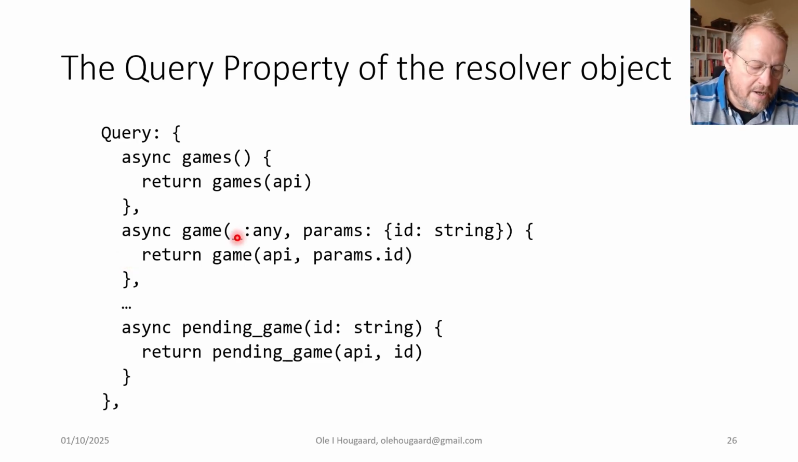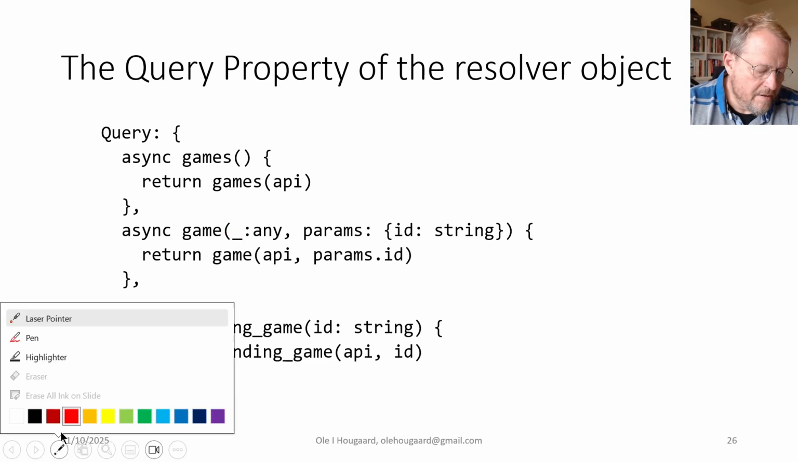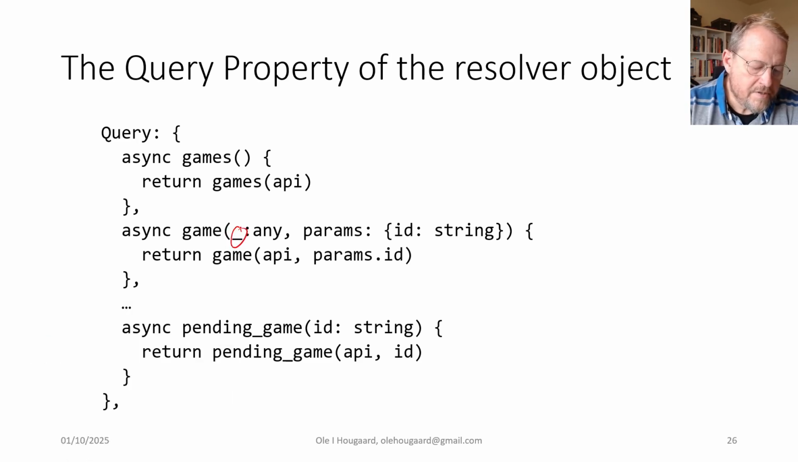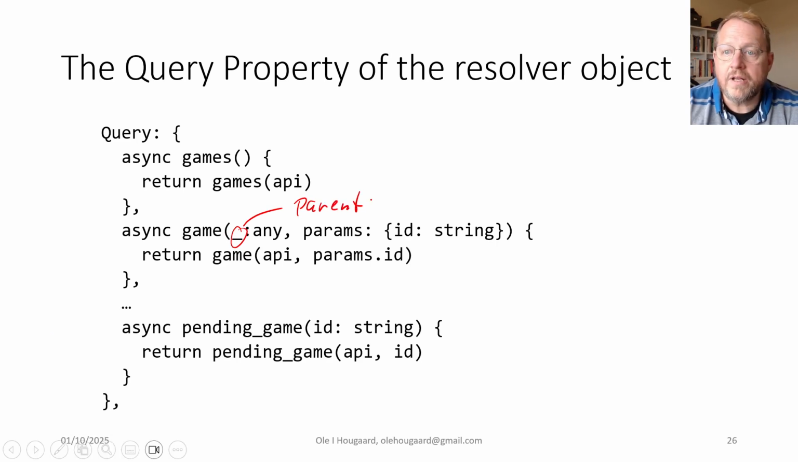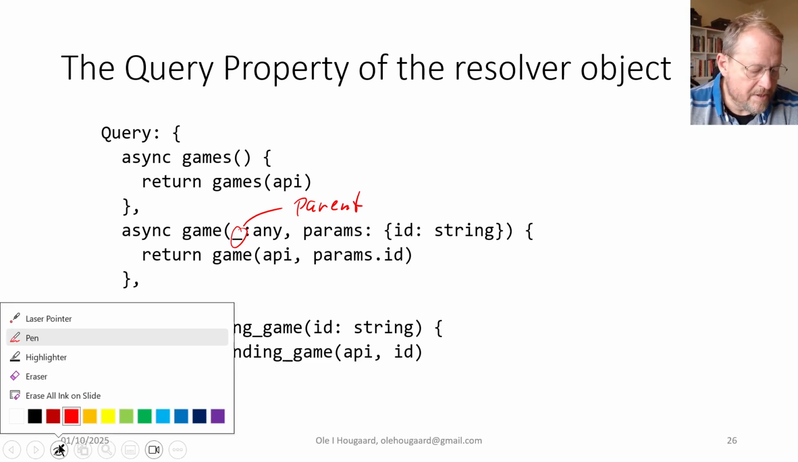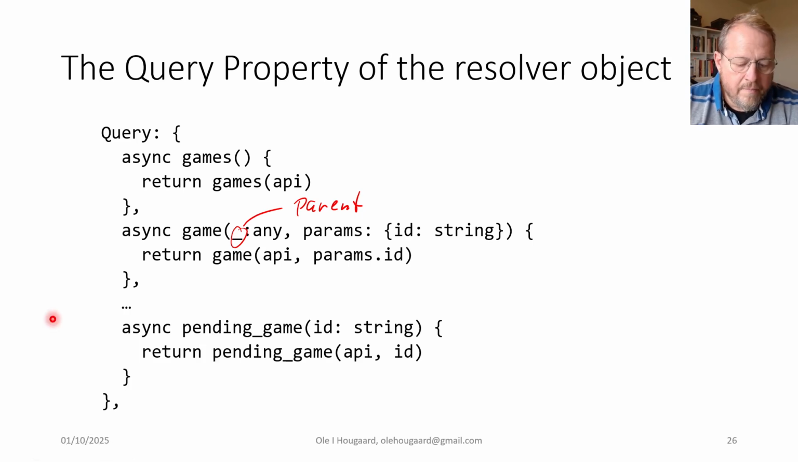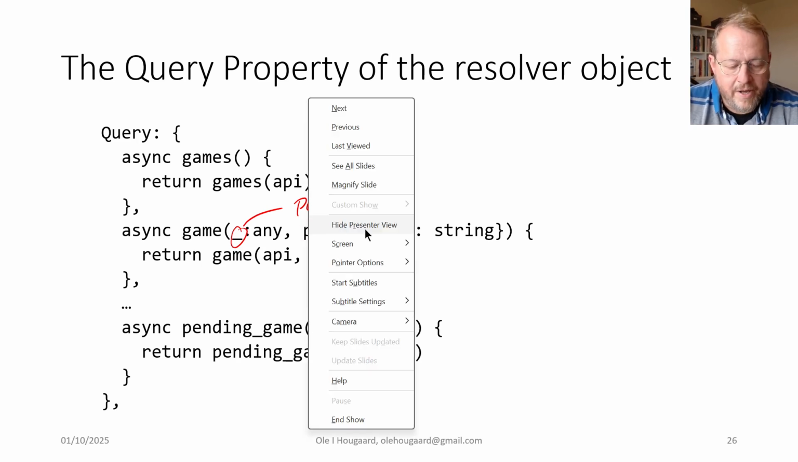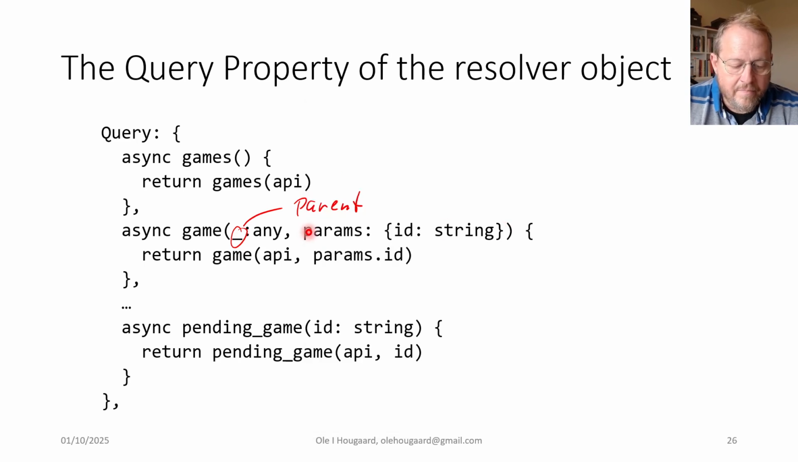You can see here I use underscore as a variable name for the parent because I don't need the parent. So this is the parent. For this particular thing, I don't need the parent. Games are not embedded in any larger objects, so that is useless to me. But then you see, here I did call them params because I do like that. But you can call them args if you like, it doesn't matter much.